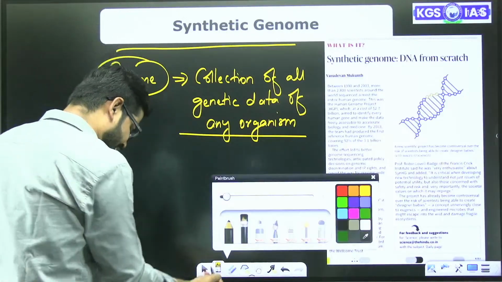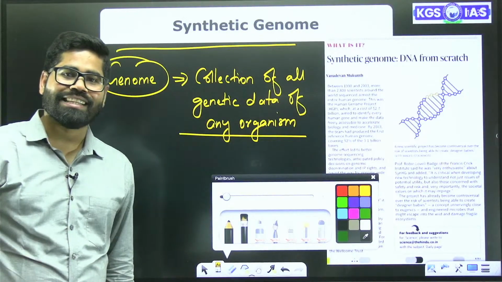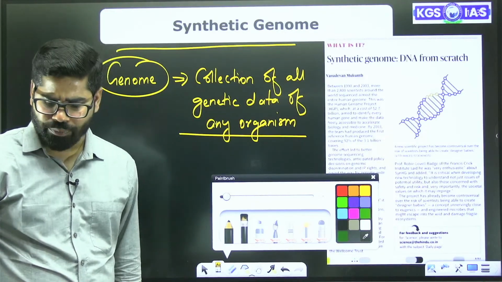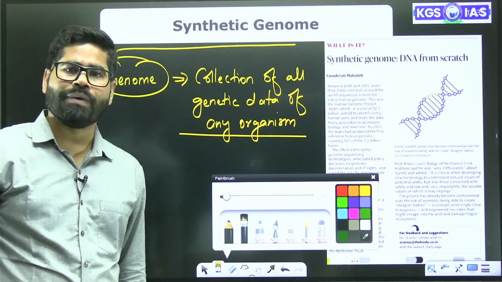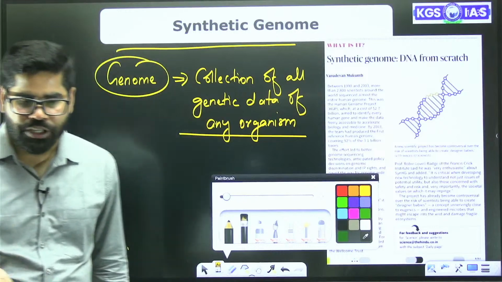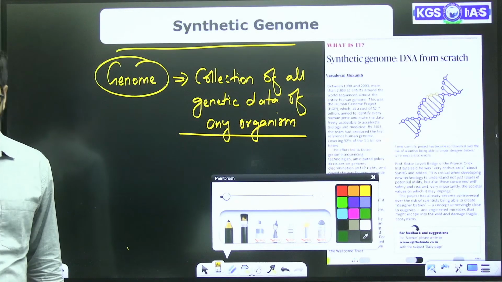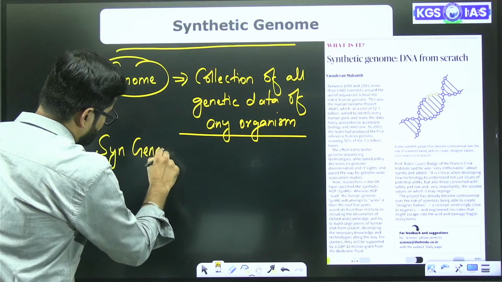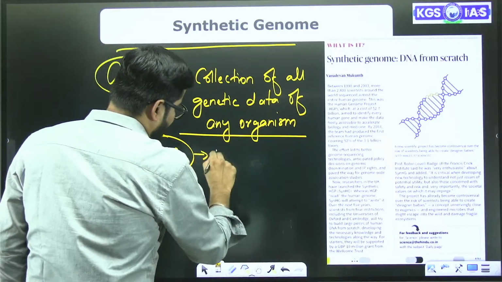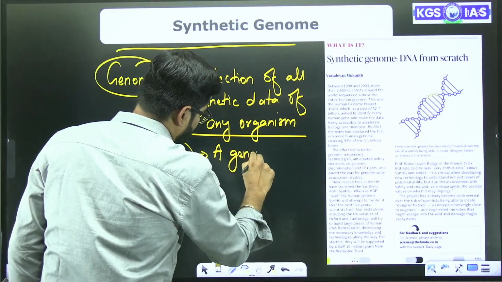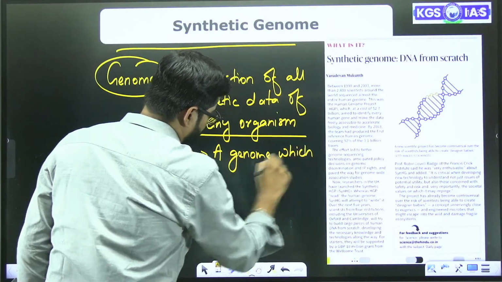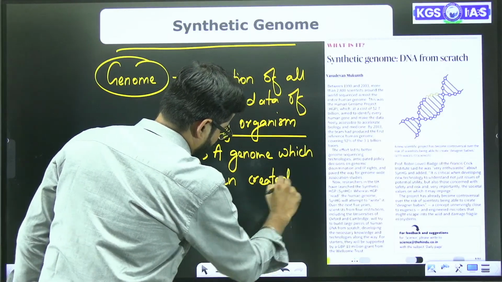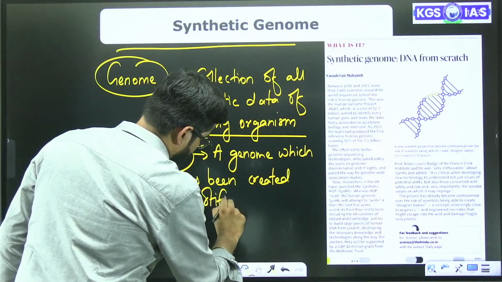So here, what is synthetic genome? A genome which has been created in the lab. In very simple language, synthetic genome is basically the genome which has been artificially created. So when we talk about synthetic genome, it is a genome which has been created artificially.